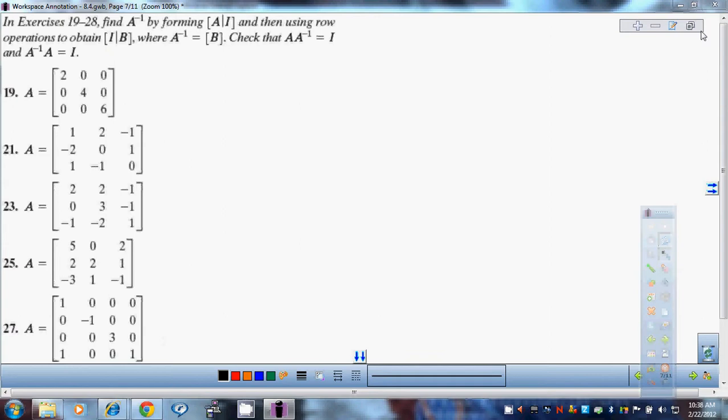Let's look at number 21. Actually, you can do this for any square matrix. It could be a 2 by 2, 3 by 3, 4 by 4. I'm going to rewrite down that matrix. Then you put a little partition and put the identity on the other side.